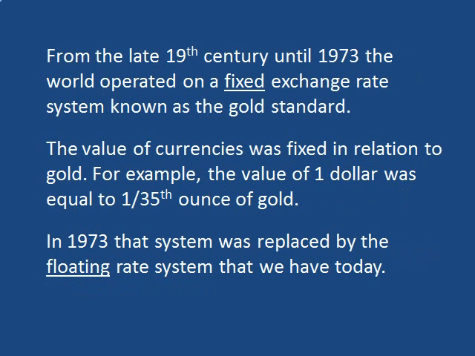From the late 19th century until 1973, the world operated on a fixed exchange rate system known as the gold standard. The value of currencies was fixed in relation to gold. For example, the value of $1 was equal to 1/35th ounce of gold. In 1973, that system was replaced by the floating rate system that we have today.